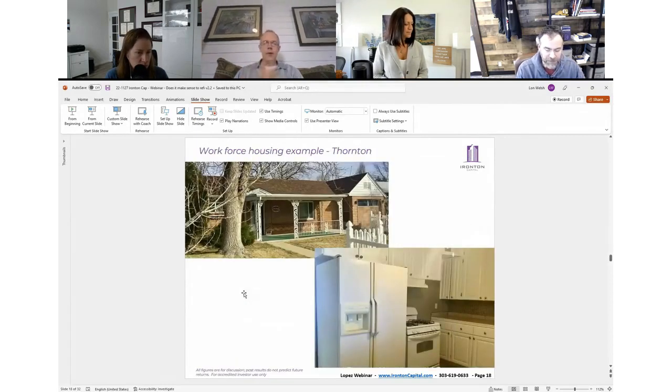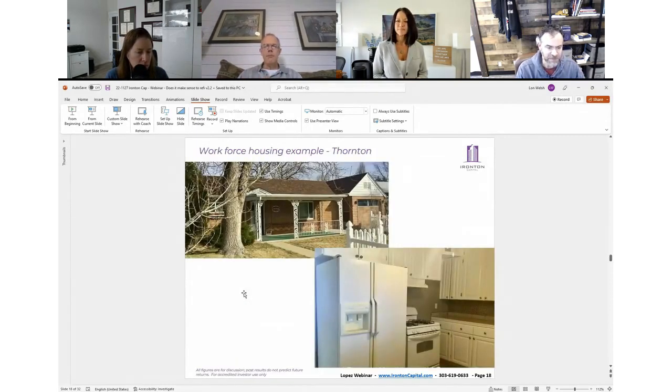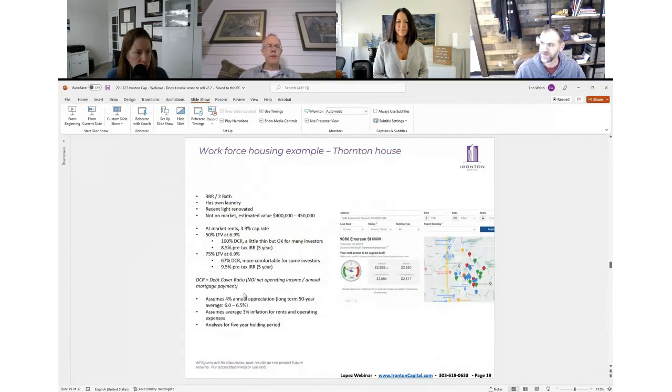Super. So this came from one of the investors. They put their property into Property Llama and asked me if I would do it here on the show today. So this is a house in Thornton. You can see it's had like a basic level of renovation, so it's a nice house. It's a 3-bedroom, 2-bath, has its own laundry. We think it'd be worth somewhere between $400 and $450 if we were to buy this today.